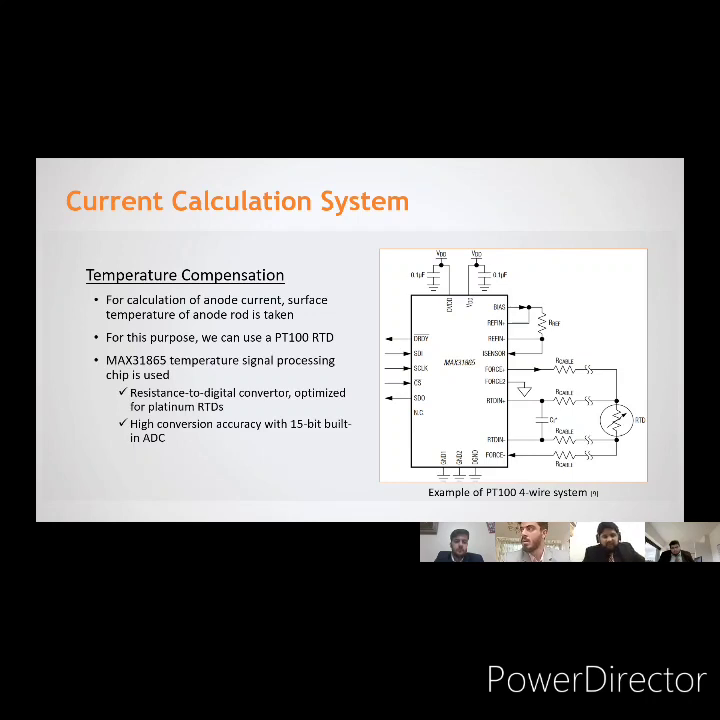The current calculation needs the resistance, but this can be calculated from the surface temperature of the anode rod. The PT100 RTD sensor is an accurate choice for our system. Its accuracy depends on the 2-wire, 3-wire, or 4-wire configuration. The acquired signal can then be digitized by using the MAX31865 chip. It's a converter which is optimized for platinum RTDs, and it's very accurate because of its 15-bit ADC.